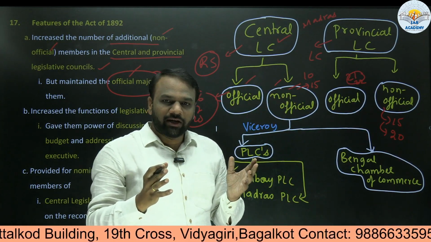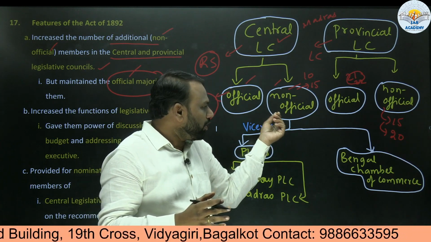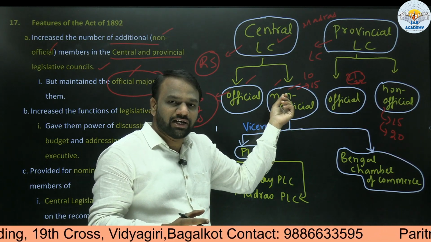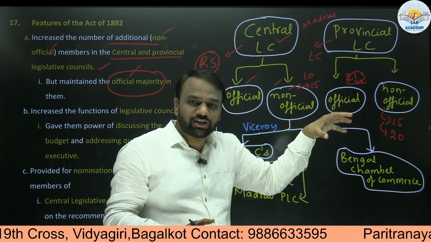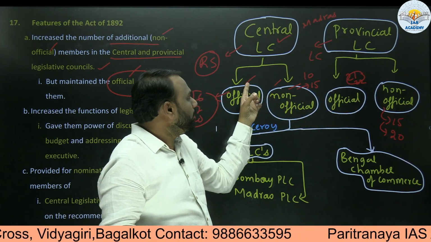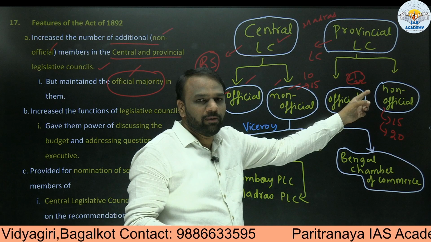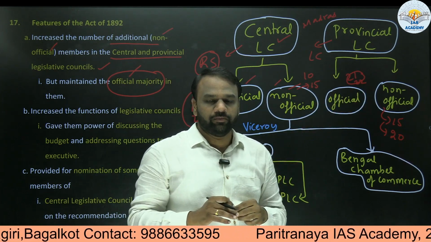Through 1892 Act, even though the number of non-official members increased at both central and state level, the official majority was retained both at the center as well as at the provinces. A very important point to note.